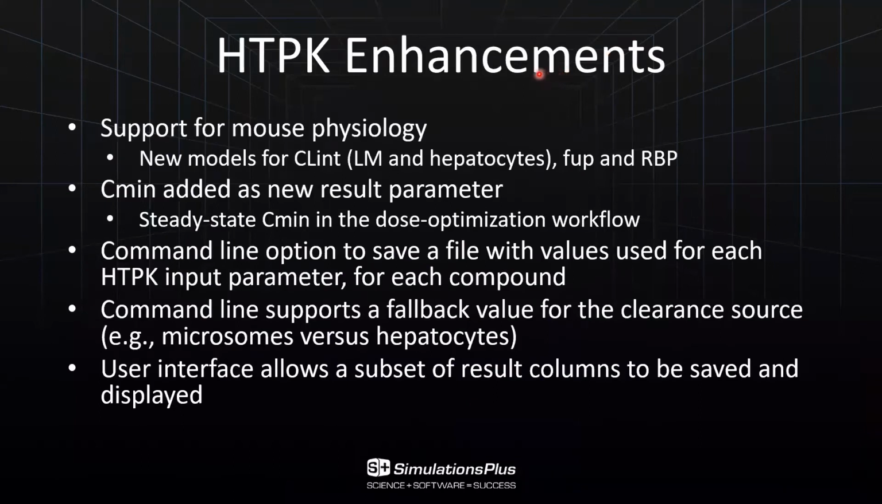Okay, we've made several enhancements to the HTPK module, mostly driven by customer requests. Mouse has been added as a new preclinical species, and this was made possible by 4 new mouse-specific models: liver microsome clearance, hepatocyte clearance, fraction unbound in plasma, and blood-to-plasma ratio. The details on the data curation and statistics for those models are provided in the user manual.